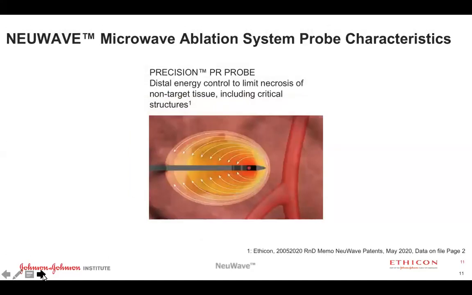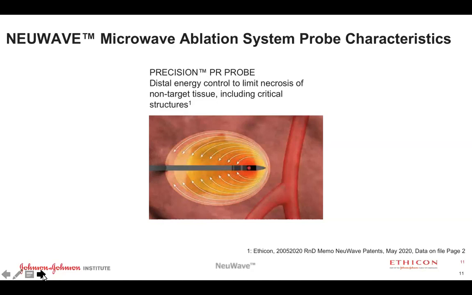The newer design is the PR probe, which works slightly differently. The emitter is also near the tip, and the energy primarily propagates backward from the tip rather than forward from the tip. So only about a couple of millimeters from the tip does any of the microwave energy move forward, and it mainly builds and grows backward.